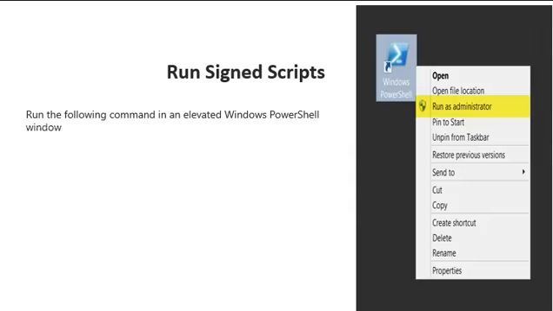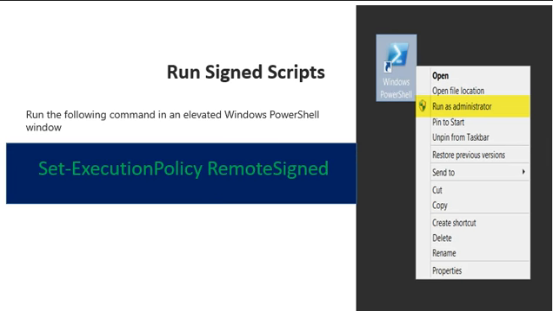To enable Windows PowerShell to run signed scripts, run Set-ExecutionPolicy RemoteSigned in a Windows PowerShell window by selecting Run as administrator. You need to configure this setting only once on your computer, not every time you connect.